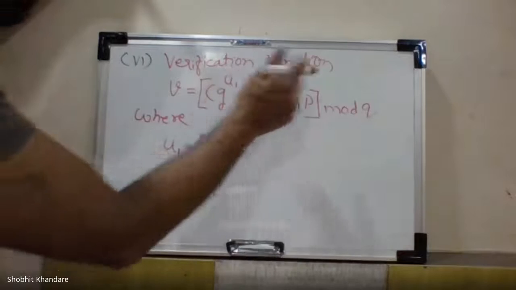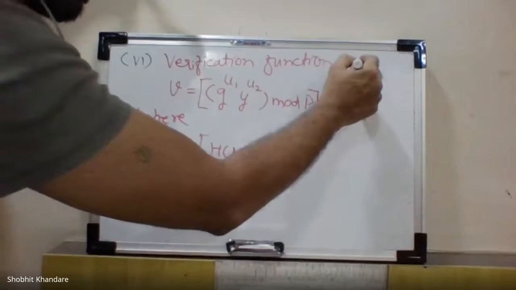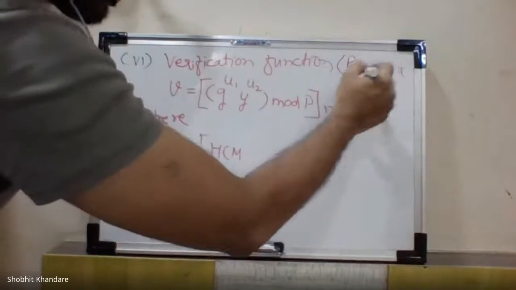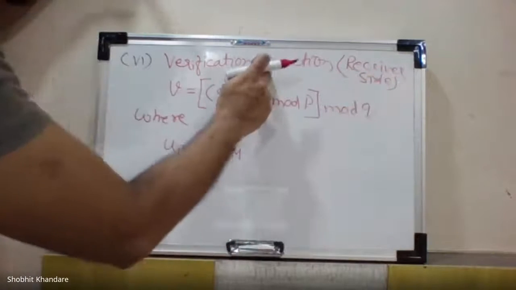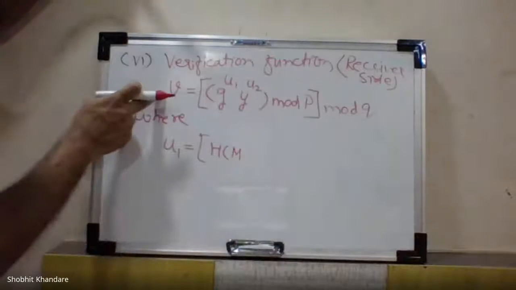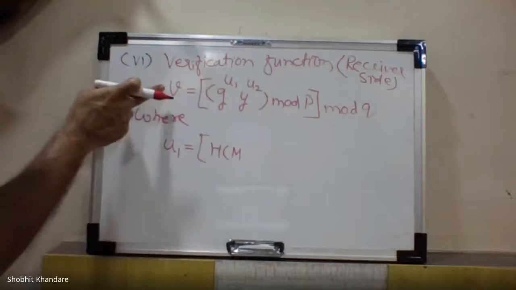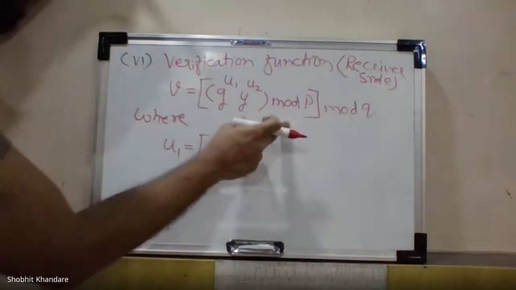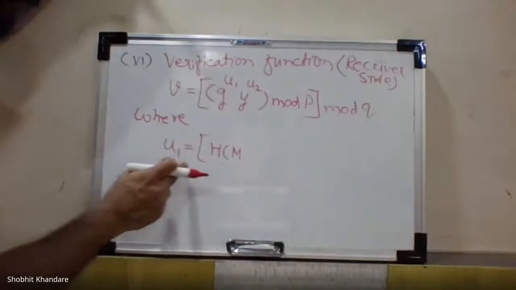Now the verification function, actually we are talking about the receiver side. Write here: receiver side, verification function. I am interested in getting the small value of v, this is the equation. I want u1 and u2. So your u1 is what?